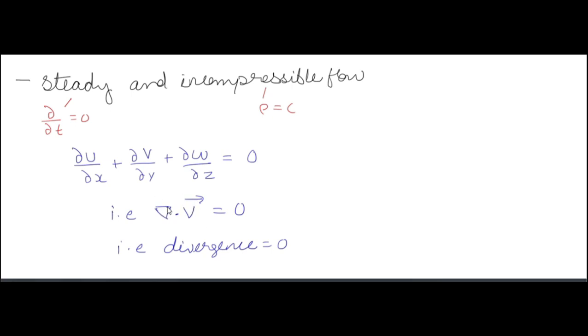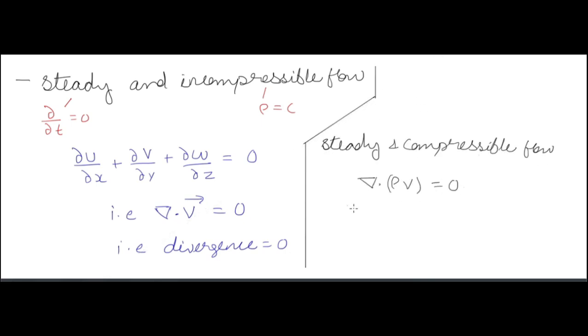This is the del operator, which means del by del x i, plus del by del y j, plus del by del z k, and this is a dot product. Similarly for steady compressible flow, density is not constant, so we cannot take the density out of it. So divergence of the product of density into velocity is equal to 0.